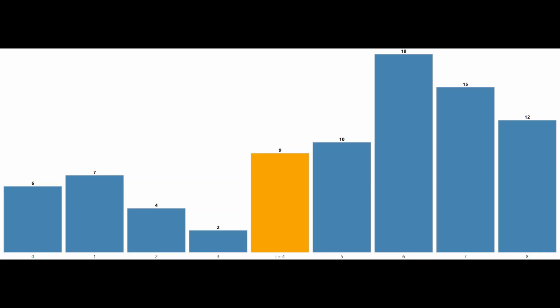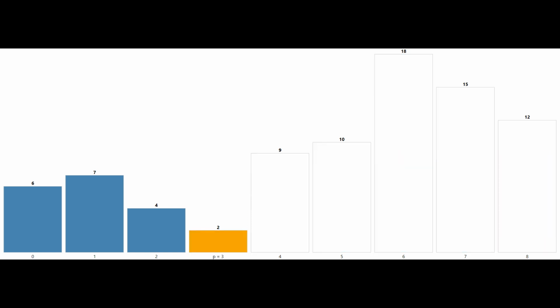Quicksort partitions a list into two sublists based on a chosen pivot element. Elements smaller than the pivot are placed in the left sublist. Then the pivot in the middle, while elements larger than the pivot are placed in the right sublist. This process is repeated recursively on each sublist until they are sorted.